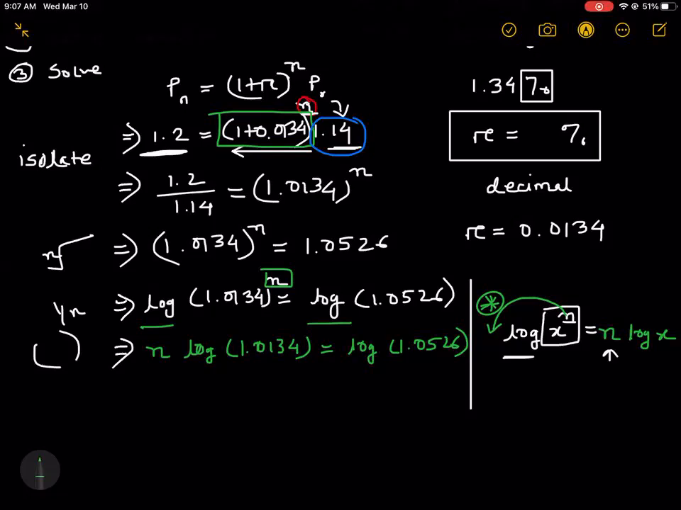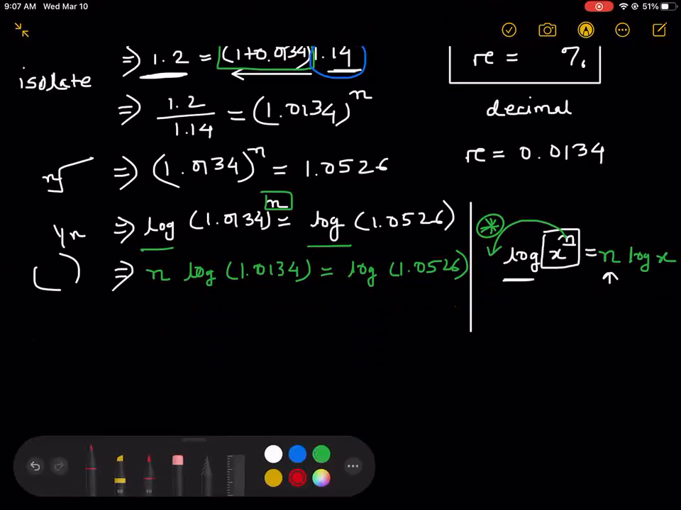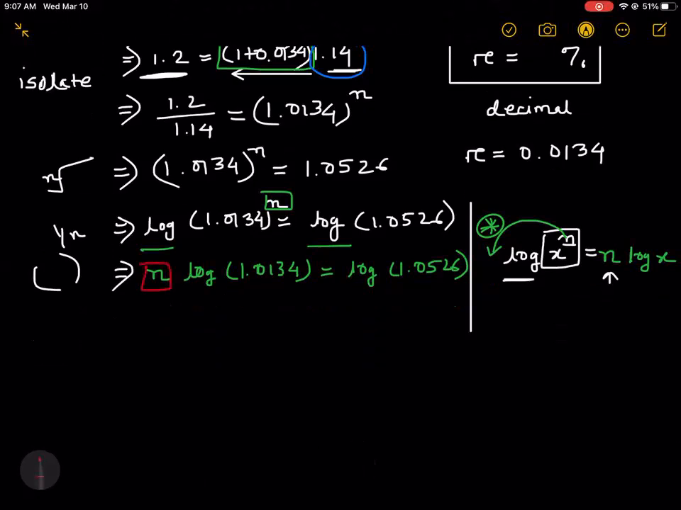Okay, so now we are trying to isolate n, right? We want to have this n isolated and everything else on the other side. Now what's the next thing we should do? What's next?